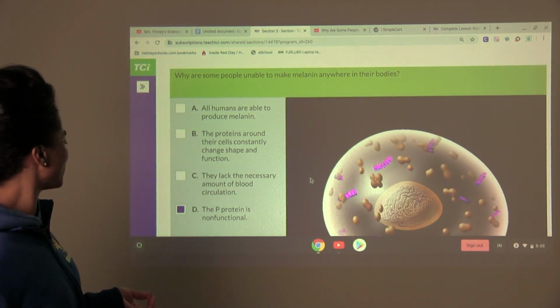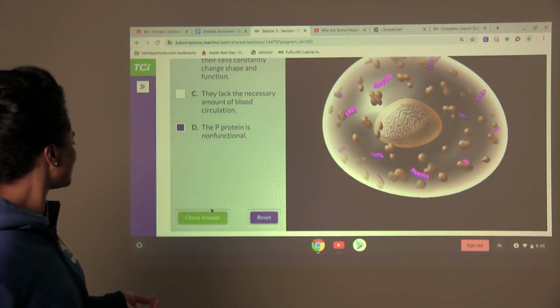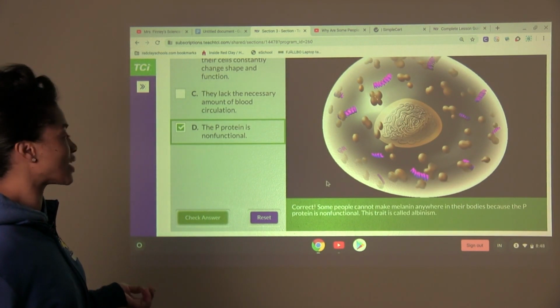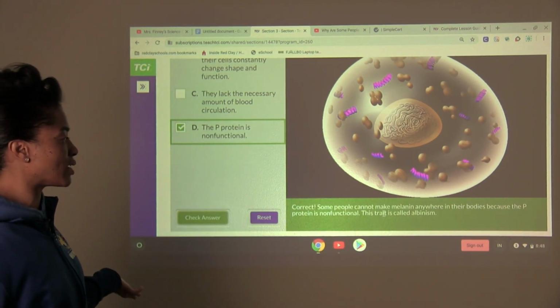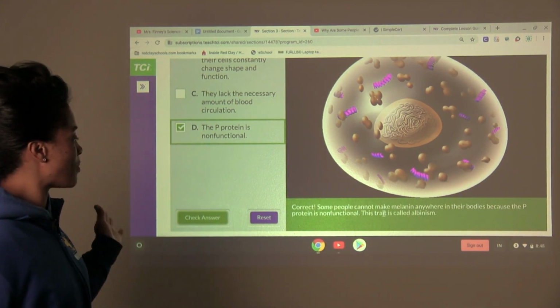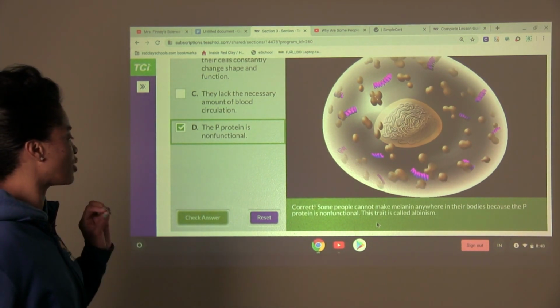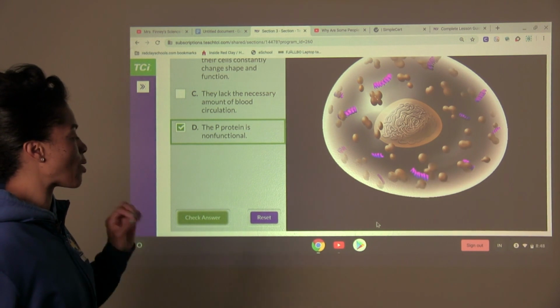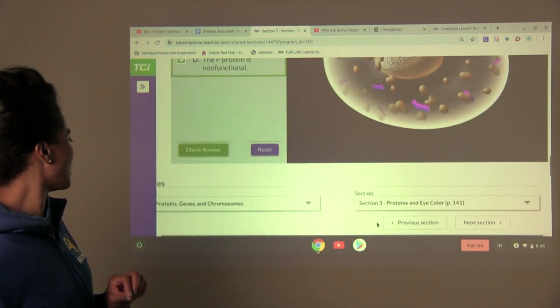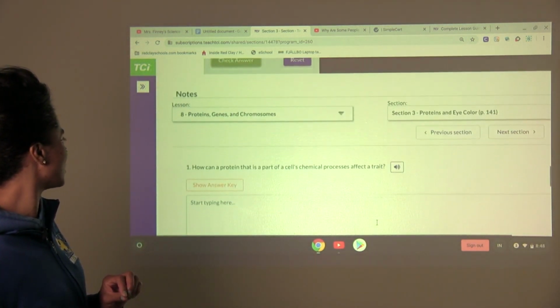Let's try that and see what we have here. Correct. Some people cannot make melanin anywhere in their bodies because the pea protein is non-functional. This trait is called albinism.